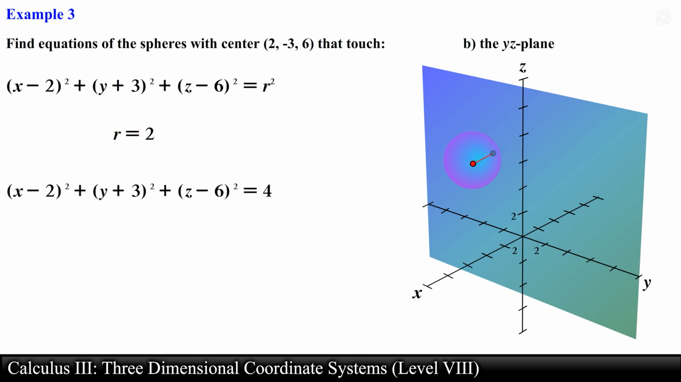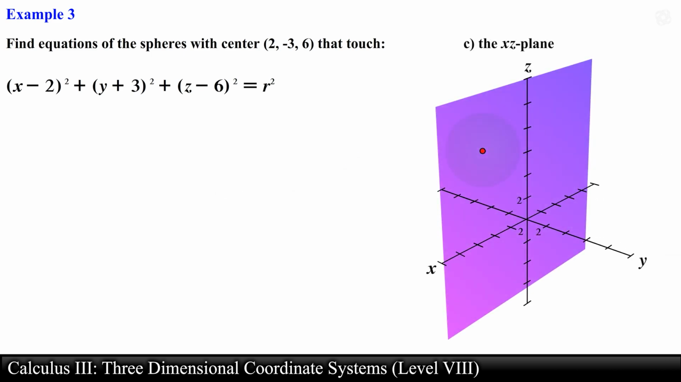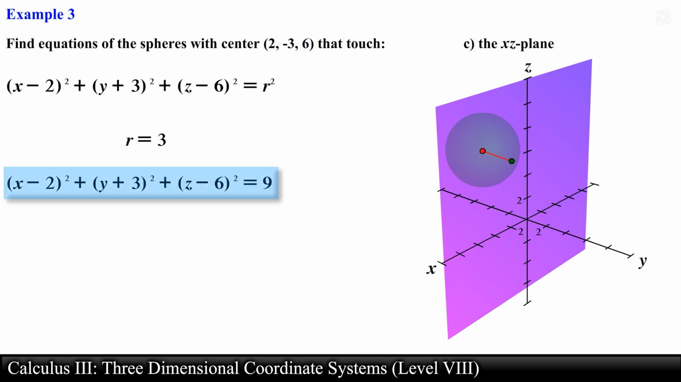So the equation of the sphere that touches this plane is the quantity (x - 2)^2 + (y + 3)^2 + (z - 6)^2 = 4. Finally, the equation of a sphere that touches the xz plane can be found by counting the distance from the center to the xz plane, since it's also perpendicular to the radius of the sphere. In this case, we need to count the distance along the y-axis, which is just equal to 3. So the equation of the sphere would be (x - 2)^2 + (y + 3)^2 + (z - 6)^2 = 9.